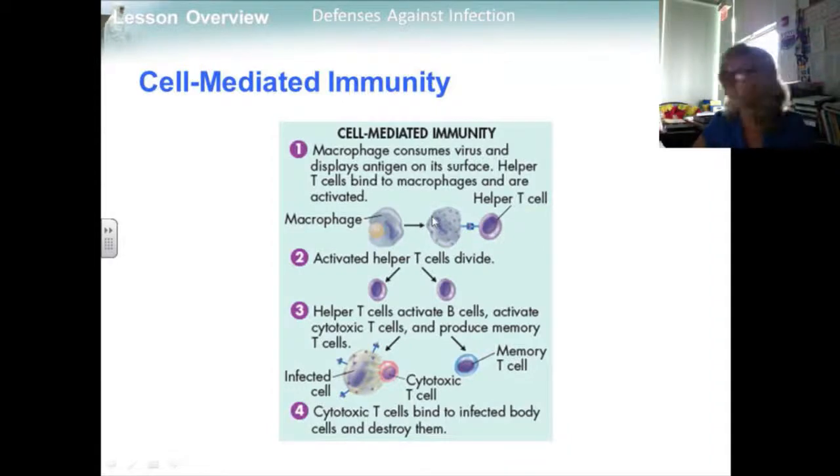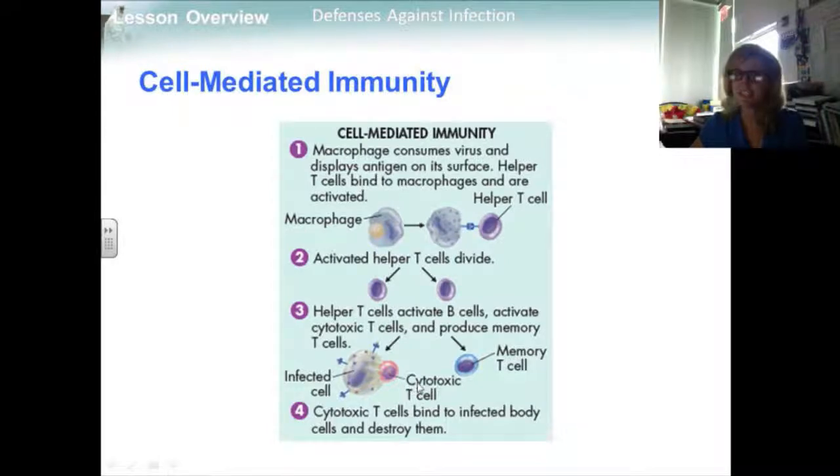Number one, when a cell is infected by a pathogen or when a phagocyte consumes a pathogen, the cell displays a portion of the antigen on the surface of its membrane. This membrane attachment is a signal to the circulating T cells called helper T cells. The activated helper T cells divide into more helper T cells, which go to activate the B cells, activate cytotoxic T cells, and also produce memory T cells.